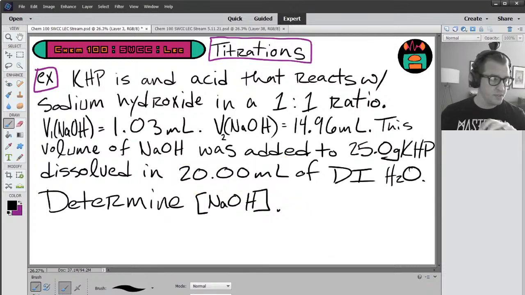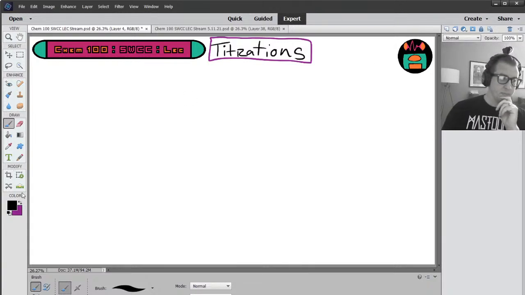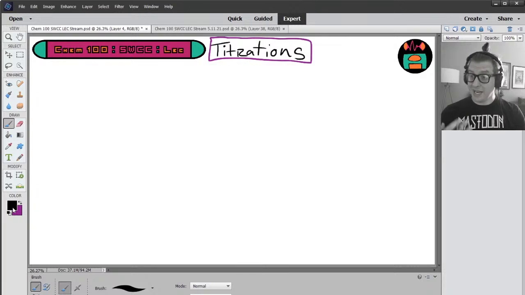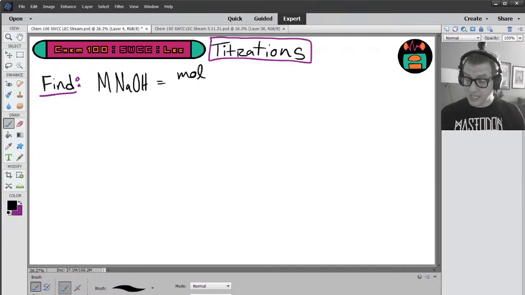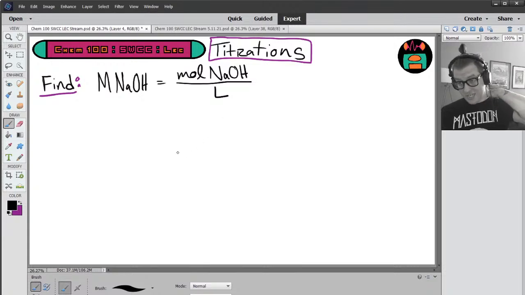All right, so let's break this down. I'm going to need to zero out this page, so I have a little bit of room to write. First off, we are trying to find the molarity of sodium hydroxide, which has an equation. We should write that out because that'll provide us a roadmap for solving this problem. Molarity is equal to moles of sodium hydroxide over the volume of the solution in liters.